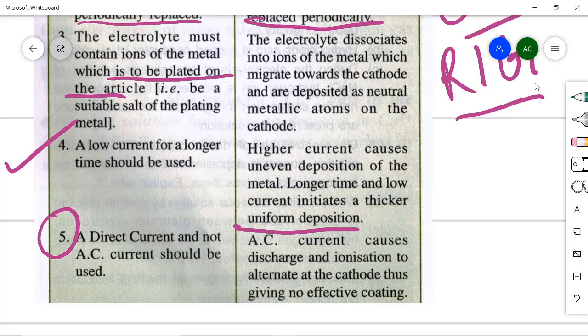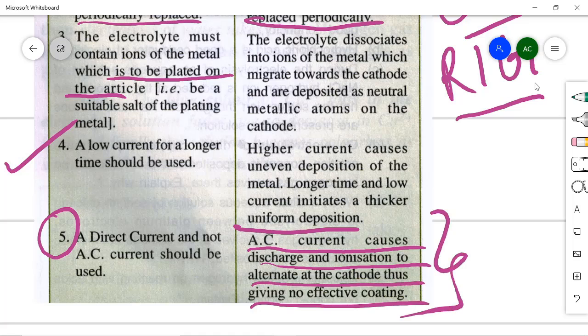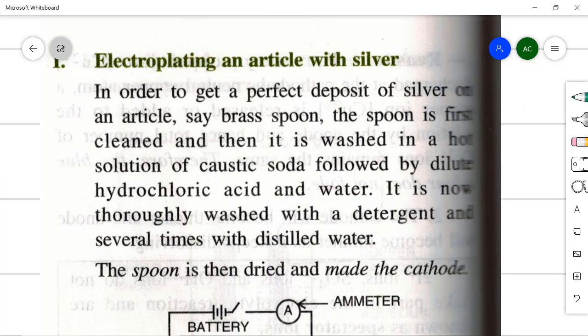In direct current, as I told you, what is direct current? Direct current means the flow of electrons is in only one direction. So once a cathode, always a cathode. So AC current causes discharge and ionization to alternate at the cathode, thus giving no effect of coating. So I hope this is clear. So the first example is coming on our way, electroplating an article with silver.